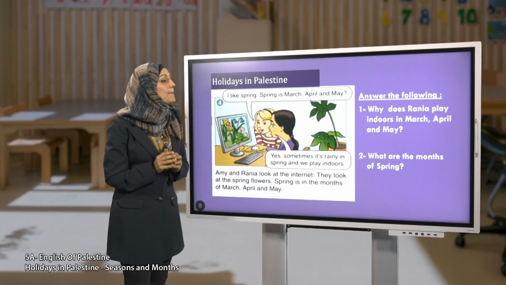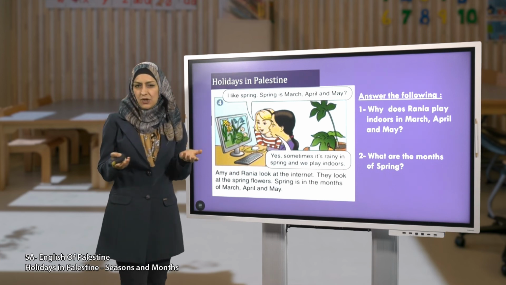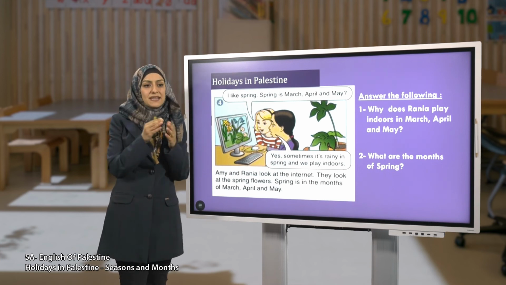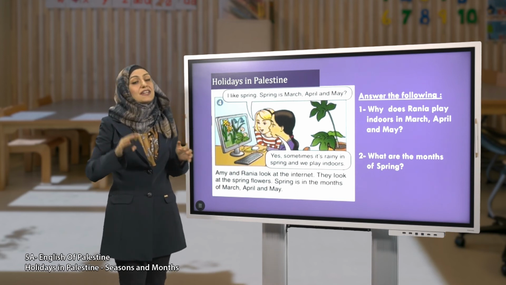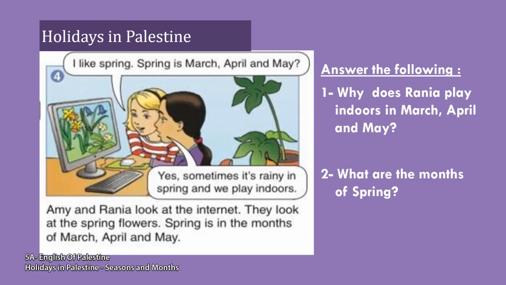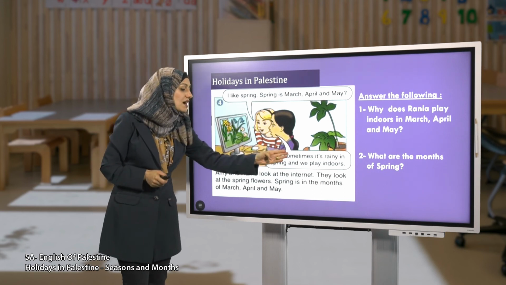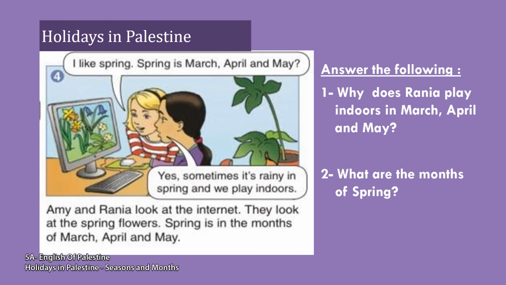What does Rania play? Why does Rania play indoors? Do you know what indoors means? It means inside the house, not outdoors, not in the open space. Why does Rania play indoors in March, April, and May? Yes, it's because sometimes it's rainy in spring. In these months, it rains. So we play indoors, not outdoors.